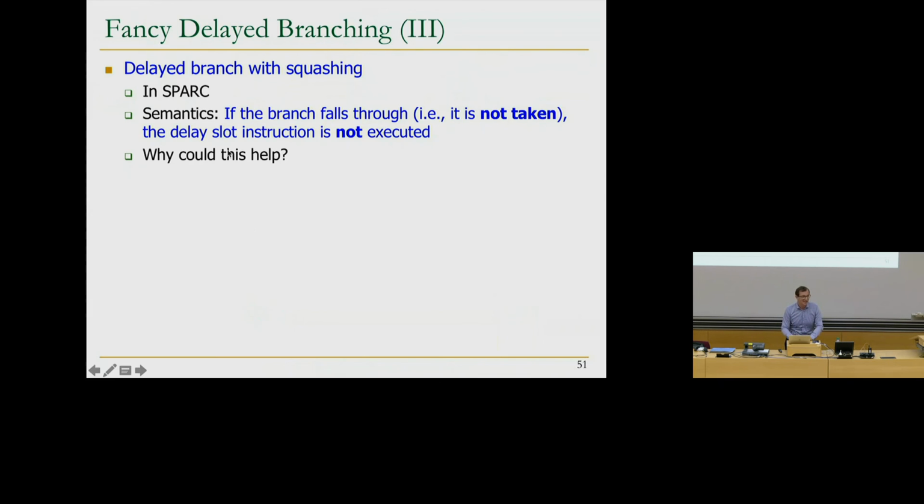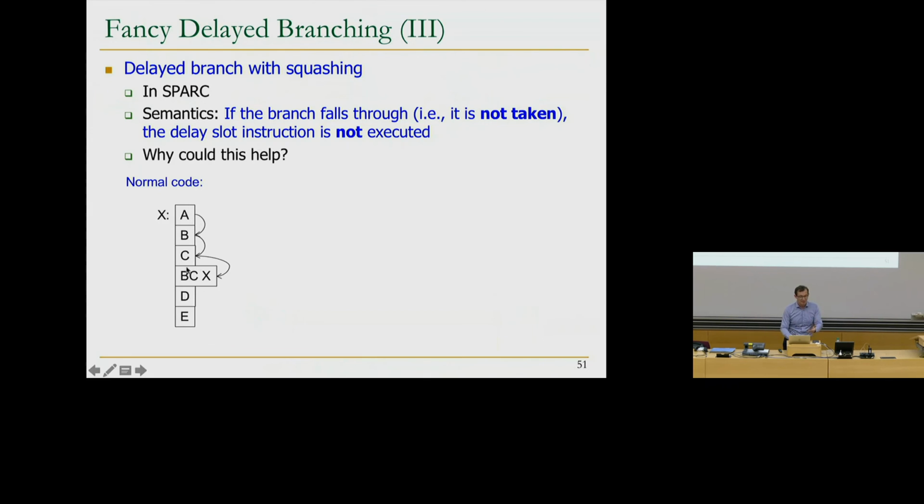Delayed branch with squashing. Now what does this mean? We change the semantics slightly more. If the branch falls through, if it's not taken, then the delay slot instruction is not executed. So there's a particular delayed branch in SPARC. People figured out that delayed branch slots are not easy to fill, so they added this instruction. Why could this help? Let's take a look at this example.